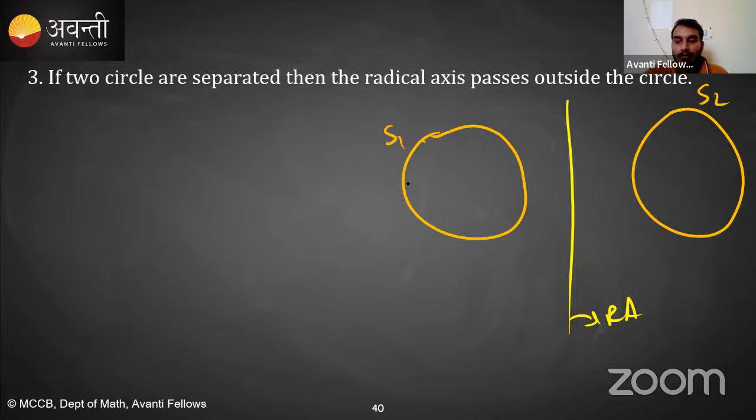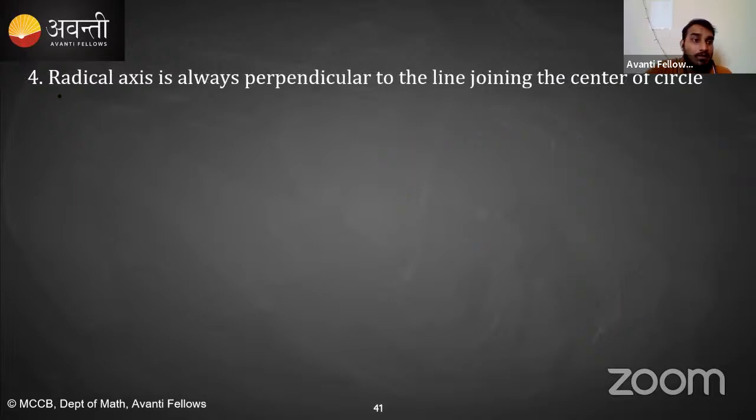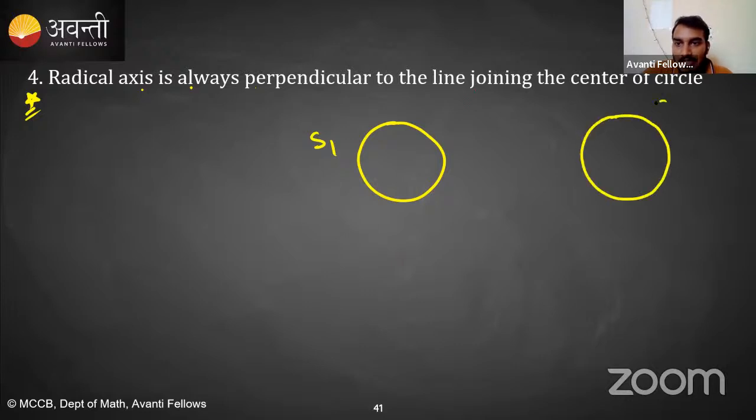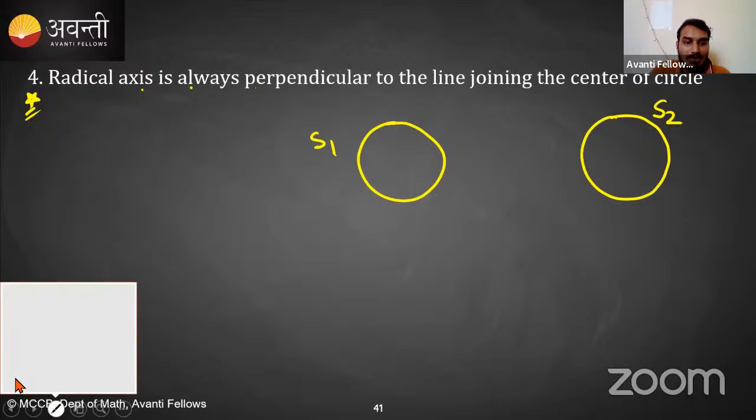And the fourth point is a very important point. The radical axis is always perpendicular to the line joining the centers of the circles. Let's say this is a circle S1 and this is a circle S2. As you can see, these two circles are separated.